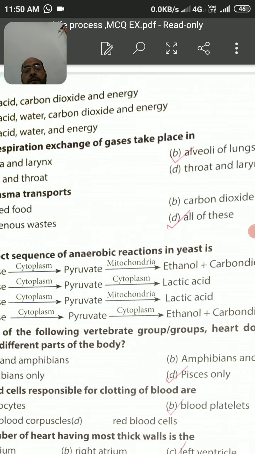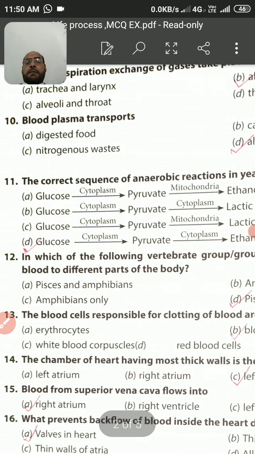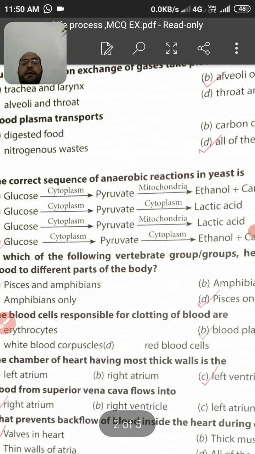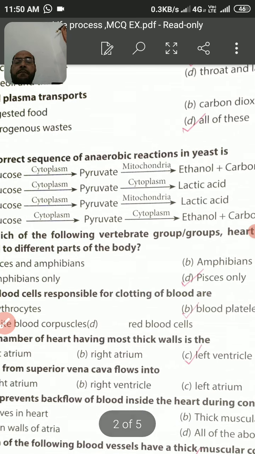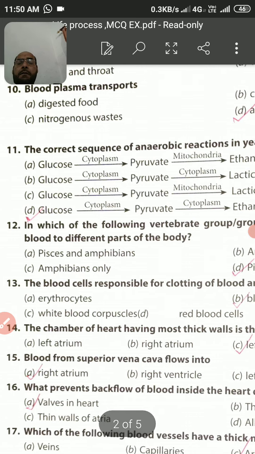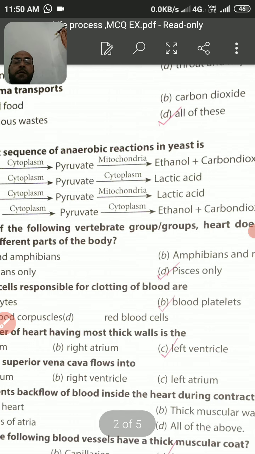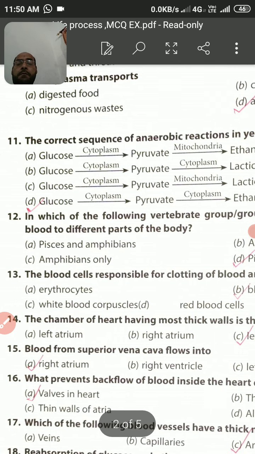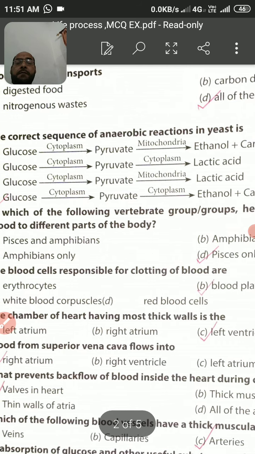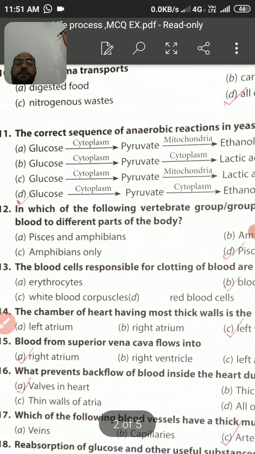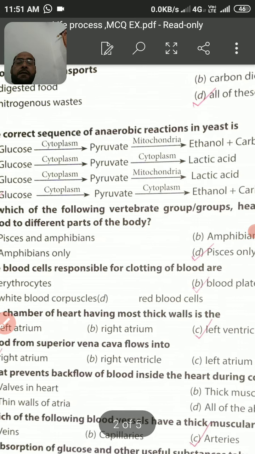And come to the next, dear students, question number 11. The correct sequence of anaerobic reactions in the yeast is: glucose, cytoplasm, pyruvate, mitochondria. No, this is aerobic. Glucose, cytoplasm, pyruvate, cytoplasm, lactic acid. This is the lactate fermentation. Mitochondria, this is another thing, lactate fermentation.